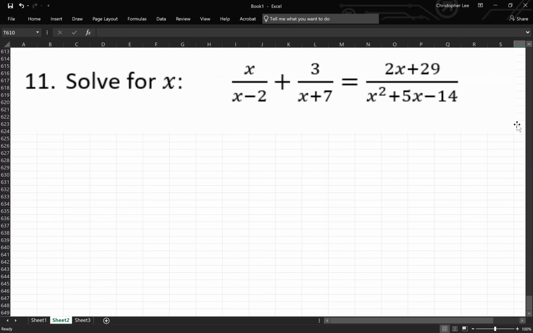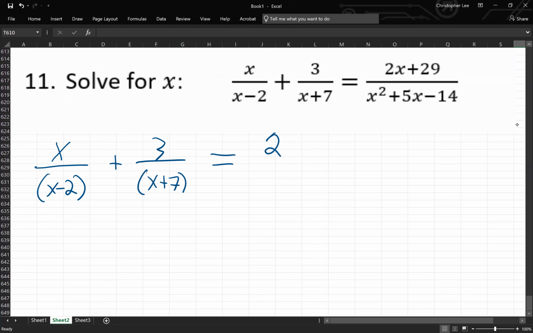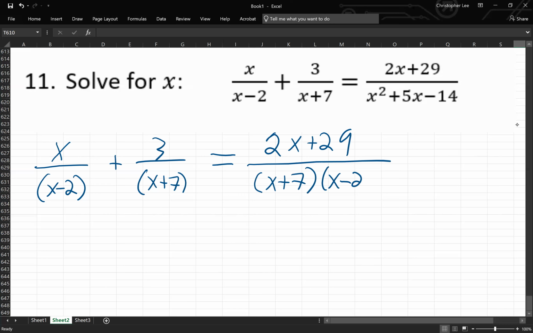How do I do this? Okay, factor, I like that. So let's look at what I have left. I have x plus 3 over x plus 7 equals, what's this? 2x plus 29 over, what's the denominator? x plus 7. I'm impressed. Very good, right?